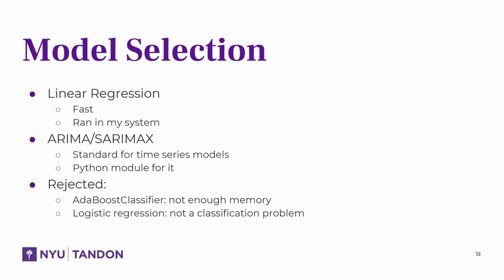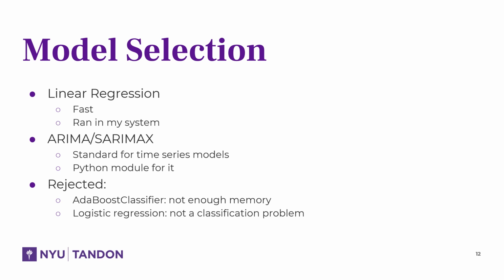So this came down to really two options. The first one, of course, was linear regression. In previous assignments and my own experience, it's been relatively fast, allowing me to quickly train a model, go back, reprocess it, and then try it again. And it was something that could actually run on my system in a reasonable amount of time. Another model I looked at was ARIMA or SARIMAX, which is a standard for time series data modeling, and there was a Python module available for it.